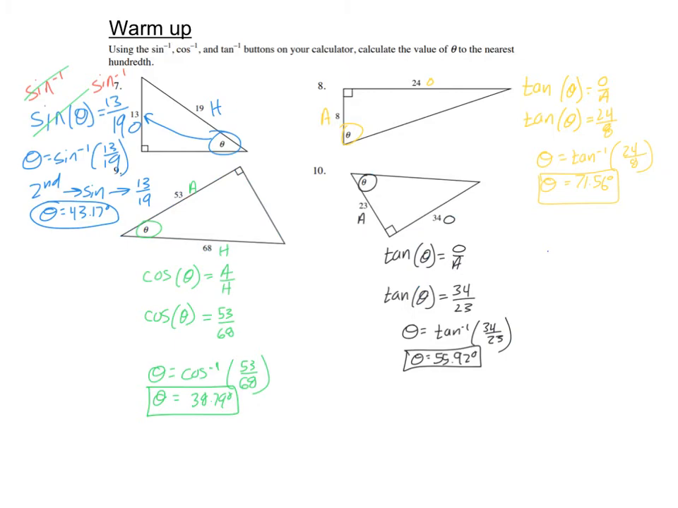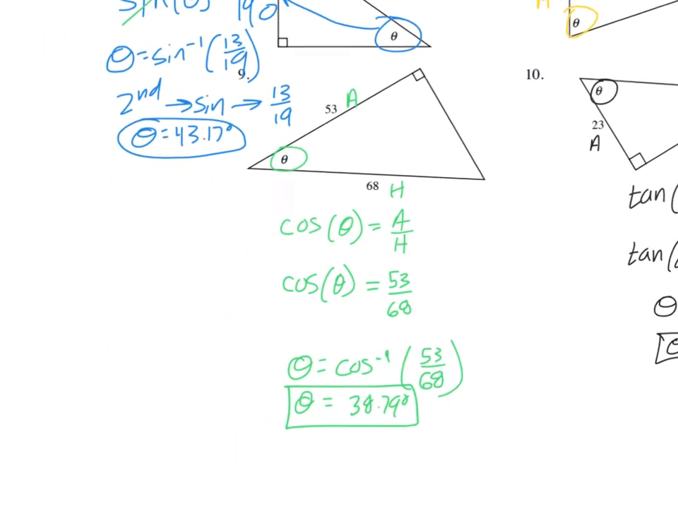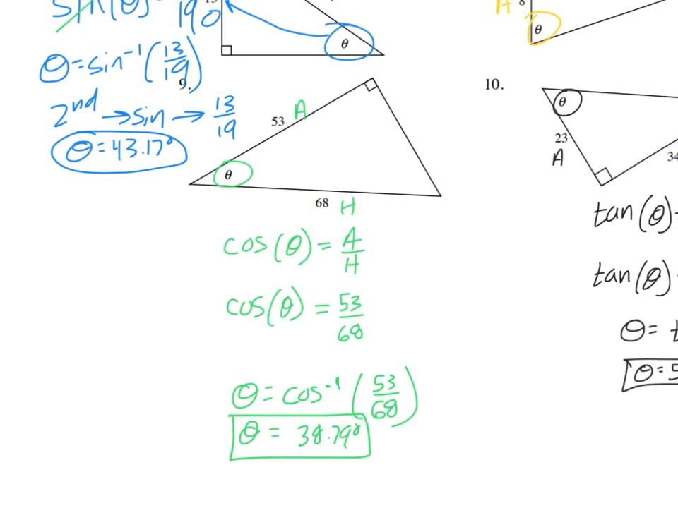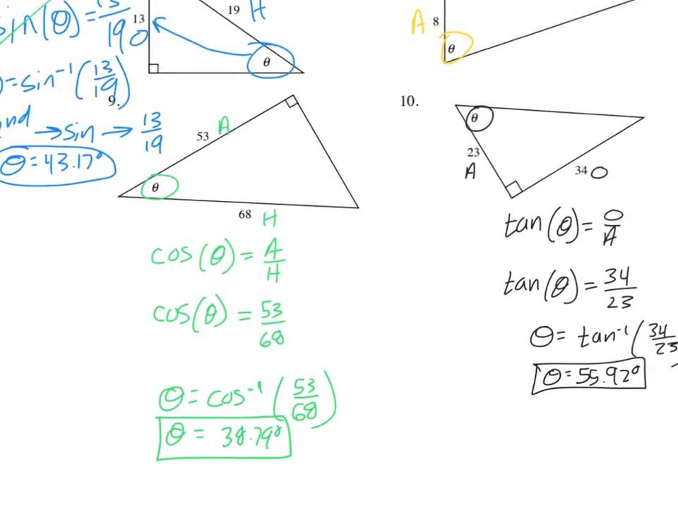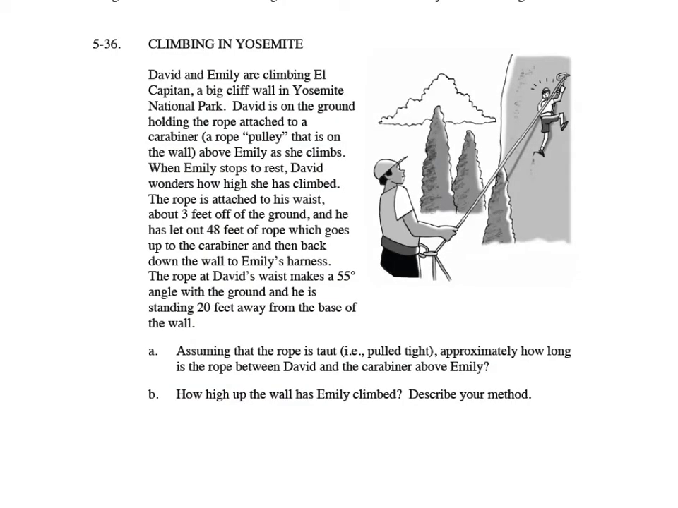Alright, let's check and see how we did. I used inverse tangent on number 8 here and got 71.56 degrees with that ratio. On number 9, the one in green here, I used cosine and then used inverse cosine to get 38.79 degrees. On number 10, I again used the tangent, or the inverse tangent, rather, in order to determine that. So hopefully those went well. What we're going to do in the next couple slides is just practice some application of using sine, cosine, and inverse tangent as well.